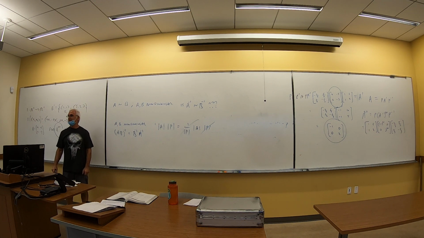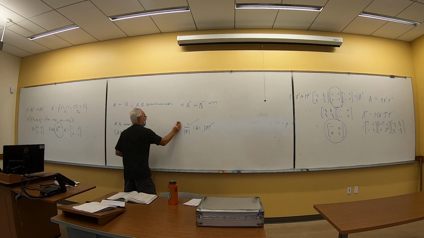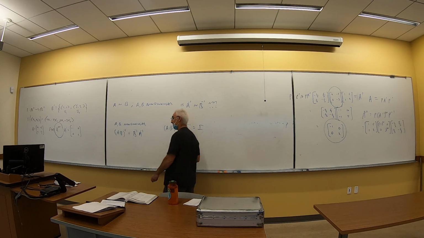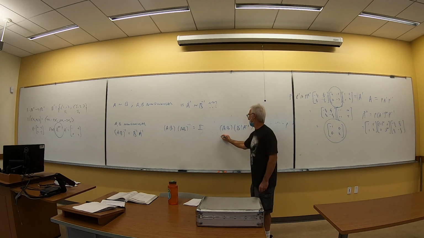Wait a minute, what do you mean multiply them out side by side? I'm going to show you how you know it's in reverse order. There's a simple proof to this. If I took AB and I multiplied it by AB inverse, do we agree we get the identity? If I take AB and I multiply it by B inverse A inverse, what do I get?